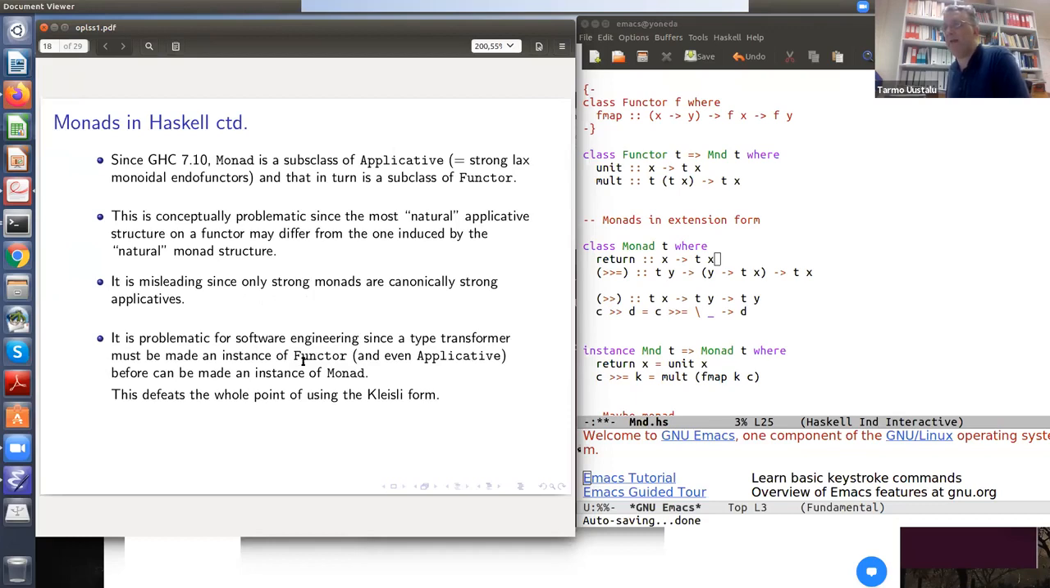Because you have to make a type transformer an instance of functor and applicative before monad. But we know that in the Kleisli form, none of this is needed. You can just write the two basic data, return and bind, and you're already good. Moreover, the big conceptual problem is you have these functors whose natural applicative structure is not the same as the natural monad structure. But if you use this subclassing and you want to give your functor a particular monad structure, then what applicative structure you give the same functor is dictated to you, and it need not be what you actually want, which is kind of annoying.